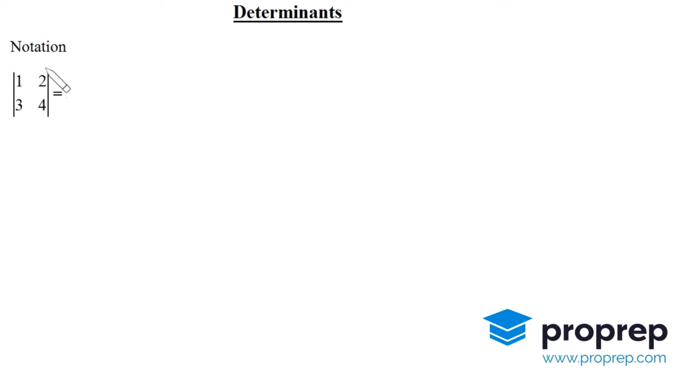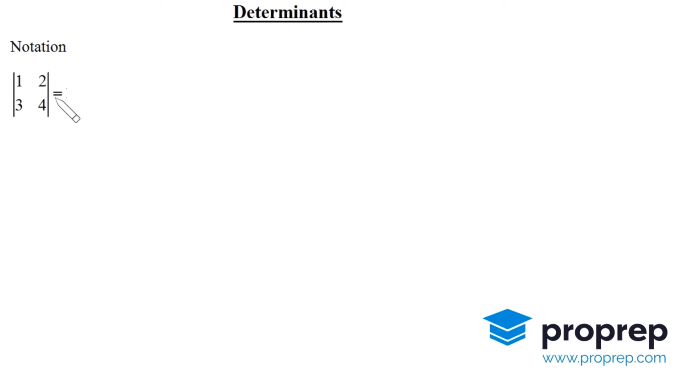Notice vertical bars. Now actually we start out with a matrix which we write with little corners here. That would be a matrix. And if I drop these corners and just keep the two vertical lines, then it's the determinant of that matrix, and it has a value which is a number.